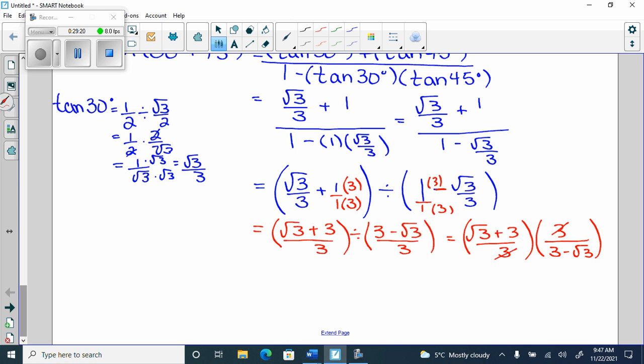These 3s can cancel, but don't go trying to cancel anything off the other ones. The other ones have plus and minus signs between them, correct? So they're connected. The only way they can go anywhere is if they actually have replicas on the top and the bottom to cancel them off. So we have root 3 plus 3 over 3 minus root 3.